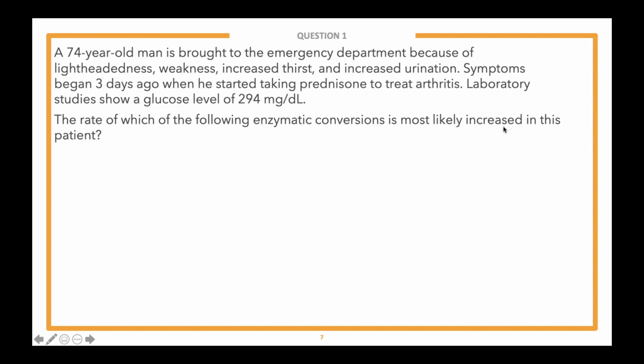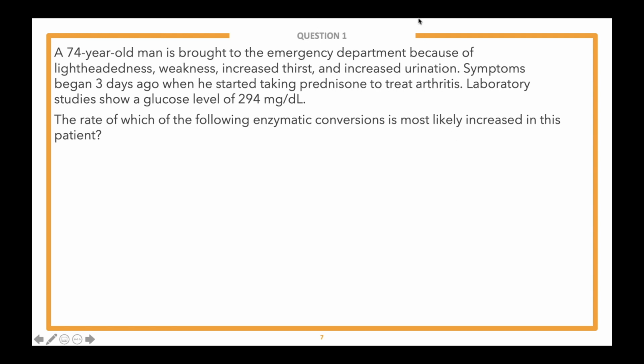A 74-year-old man is brought to the emergency department because of lightheadedness, weakness, increased thirst, and increased urination. Symptoms began 3 days ago when he started taking prednisone to treat arthritis. Laboratory studies show a glucose level of 294. The rate of which of the following enzymatic conversions is most likely increased in this patient? So I'll give all of you a few moments here to start thinking about the relevant clues in the vignette and lead-in as I hand it off to Paras.